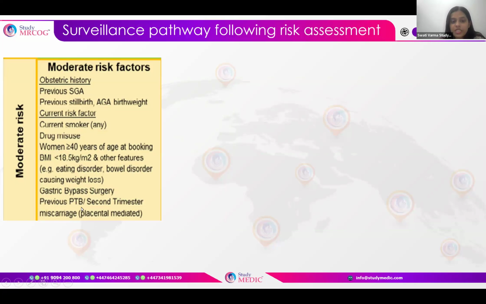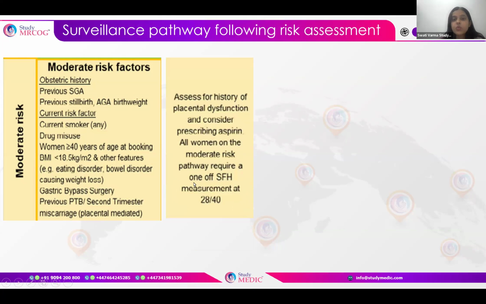Or any previous preterm birth or second trimester miscarriage, which is placental mediated. The evidence of placental dysfunction should be there to classify it as moderate risk. So now for these ladies, what will you do? First, if any placental mediated factor is there, or any other criteria of the NICE guideline on hypertension in pregnancy for starting aspirin is met, then they have to be started on aspirin. And they require a one-off SFH measurement at 28 weeks first.